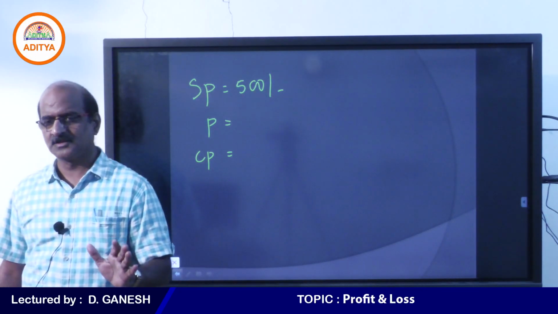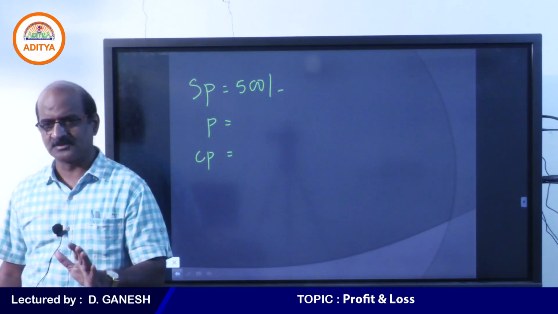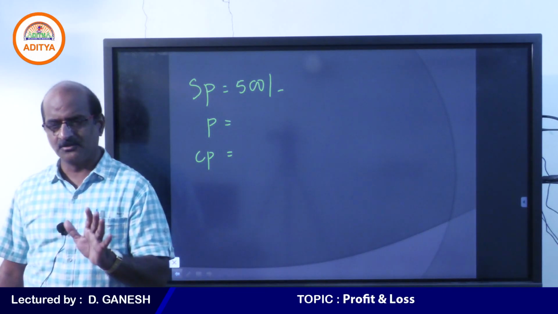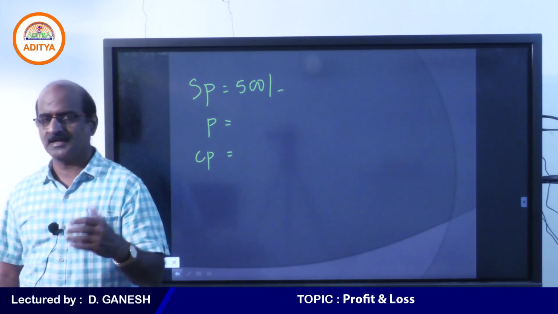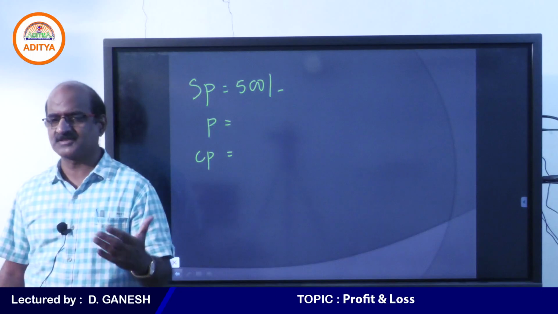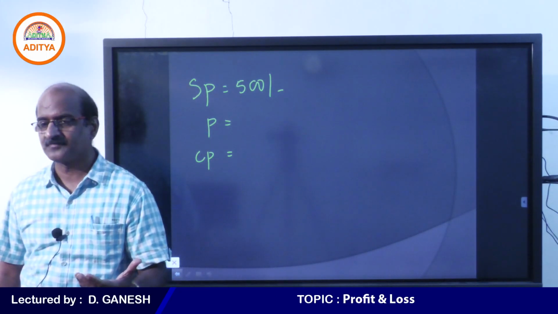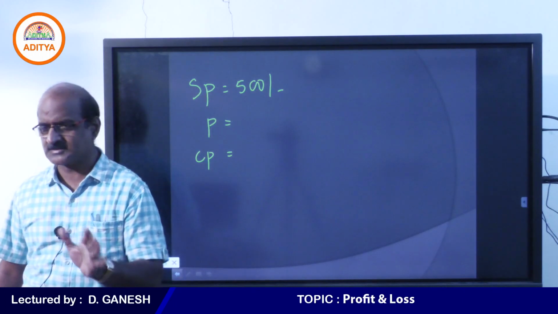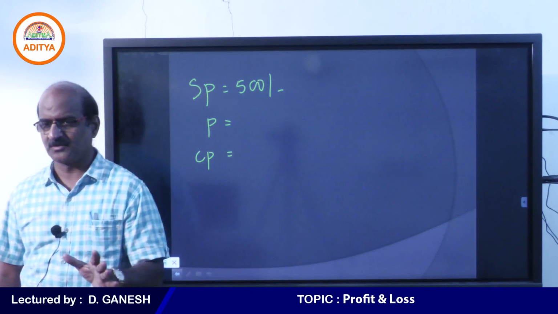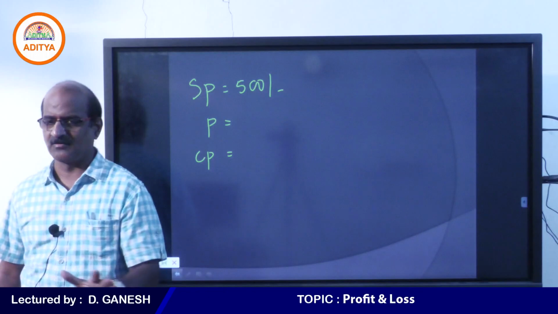I never give you the loss. I never give you profit. But you just tell me, by selling an article for 500, if somebody gets a profit, the cost price must be less or more? Absolutely, it should be less than 500.